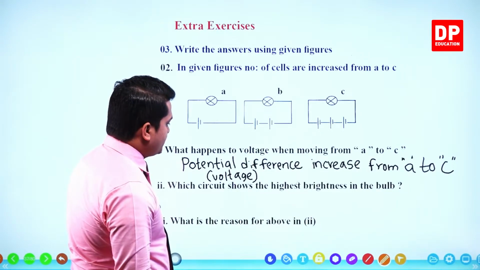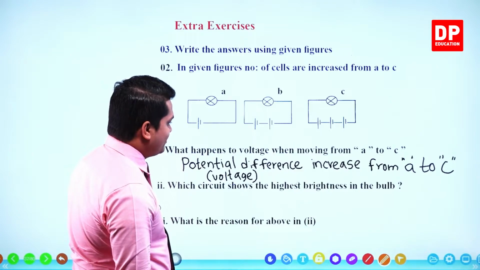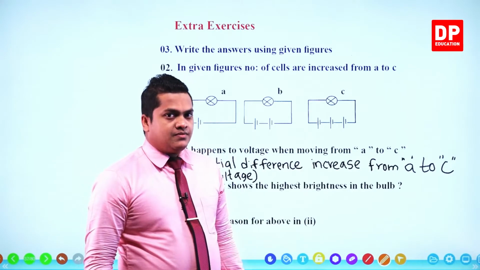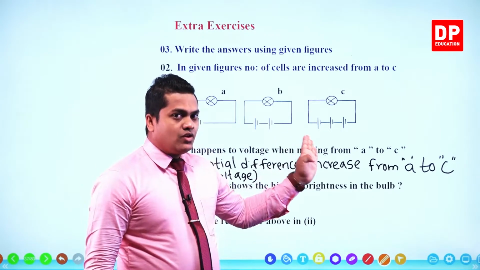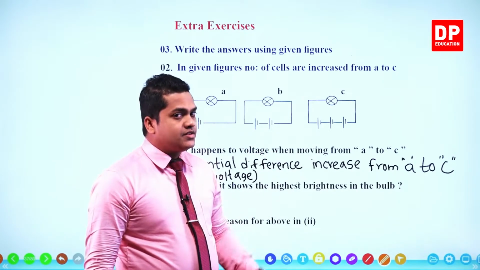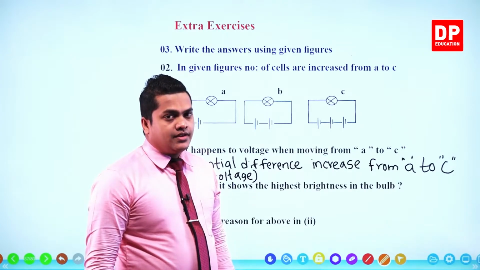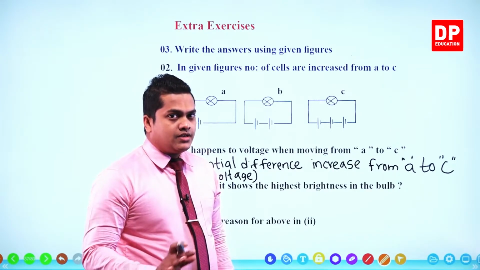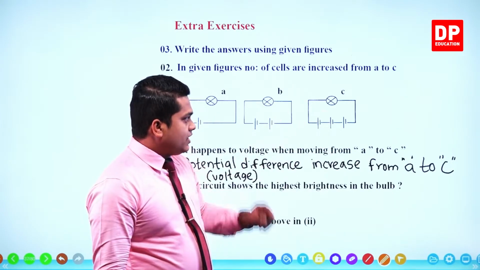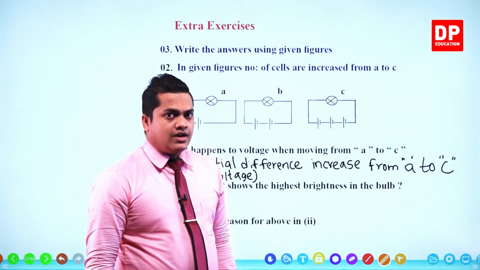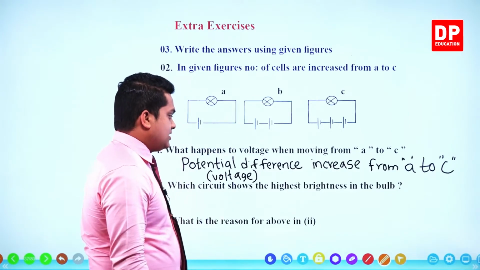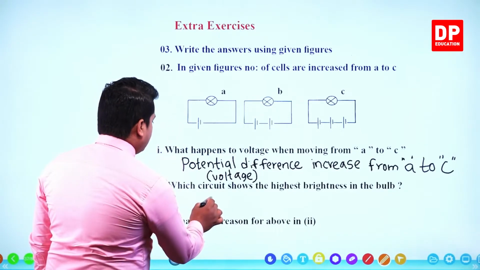Which circuit shows the highest brightness in the bulb? So if you take the brightness of these bulbs, when increase in the voltage, you know that the current flow is also going to increase, thereby the brightness is going to increase. So select the circuit that has highest amount of potential difference, or highest number of cells. So the third one, C, is the one which is having highest number of cells with highest potential difference. The answer for this question would be C.